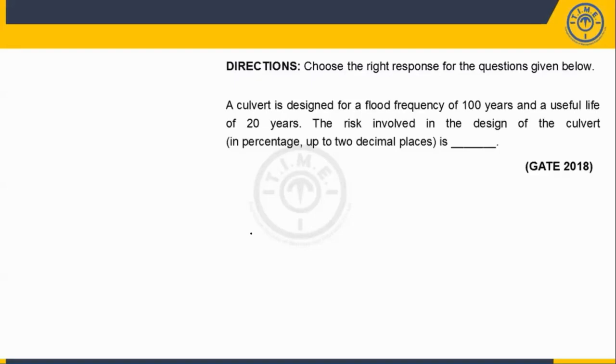Next, a culvert is designed for a flood frequency of 100 years. That is, a flood occurs once in 100 years. Useful life of culvert, design life, is how much? 20 years. The risk involved in the design of the culvert is dash percentage. Risk means probability of occurrence of the flood.